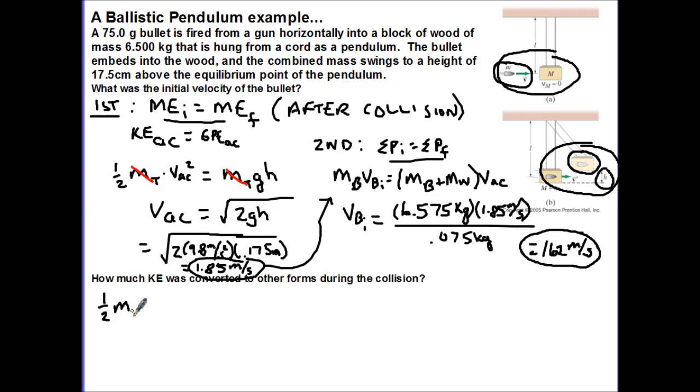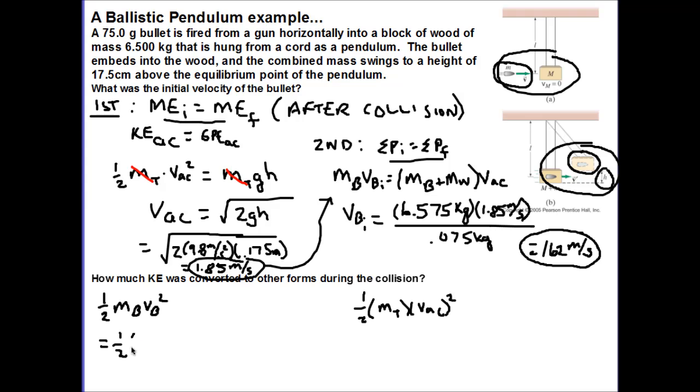I just take 1/2 the mass of the bullet, the velocity of the bullet before the collision, squared, and that was the only thing that was moving. Afterwards, what I had was 1/2 the total mass times the velocity after the collision. And what we'll see here is, again, a tremendous amount of kinetic energy that's lost.